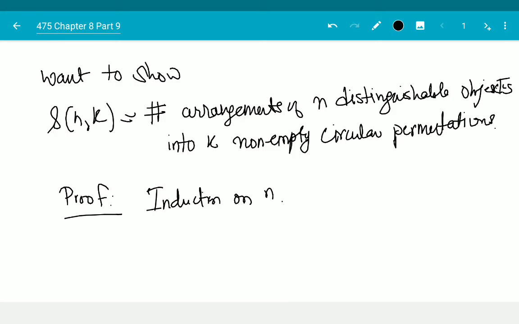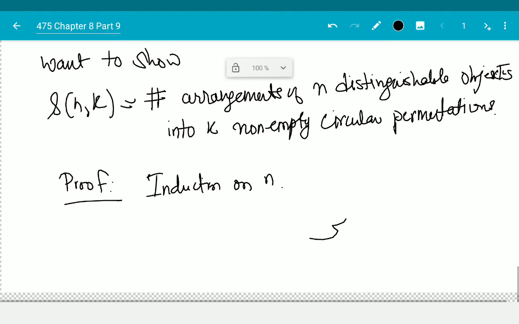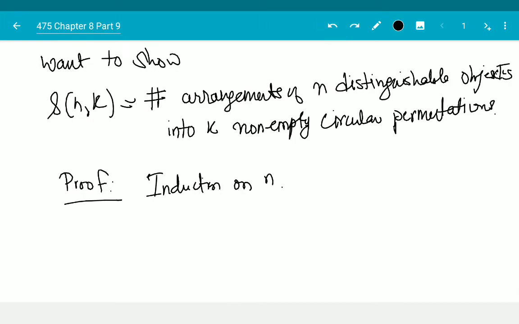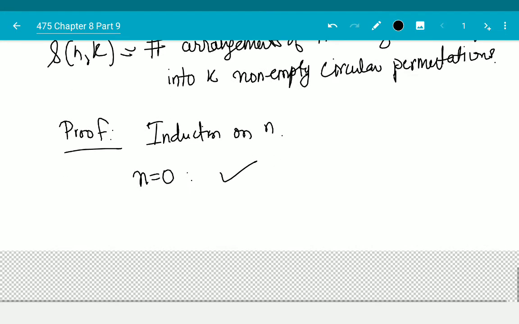Well, let us look at n is equal to 0. S of n comma k, we know that is equal to 1, and the number of such arrangements is also equal to 1. There's only one way. You put nothing in everything, right?